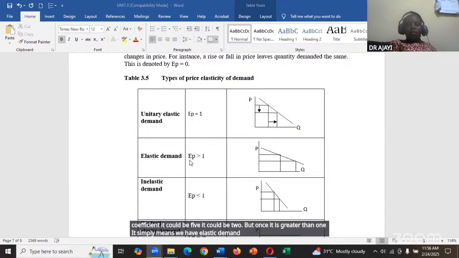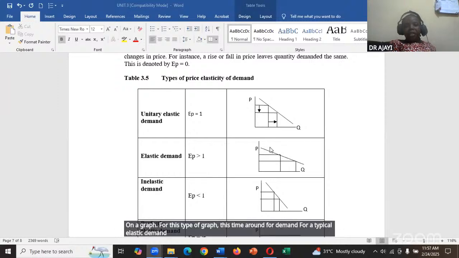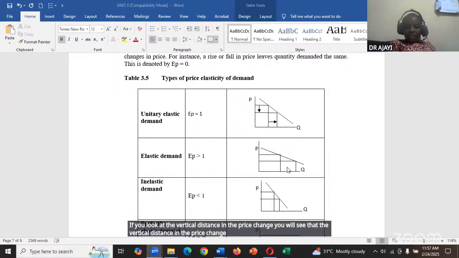And any coefficient that is greater than 1, if you want to show it on a graph, for a typical elastic demand curve, you have a flatter demand curve. If you look at this diagonal line, it is flatter. And for a flatter one, if you look at the vertical distance in the price change, you will see that it is not as much as the horizontal distance in the quantity change.